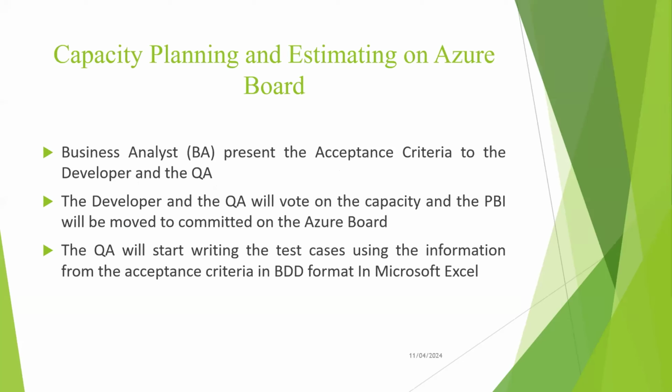After we decide on the goals, we move on to capacity planning and estimating on the Azure board, whereby the BA presents the acceptance criteria to the developer and to the QA, and we vote on the capacity and decide on the estimate of the capacity that we're going to be spending on each PBI. Afterward, as a QA, I started writing the test cases using the information from the acceptance criteria in BDD format in Microsoft Excel.